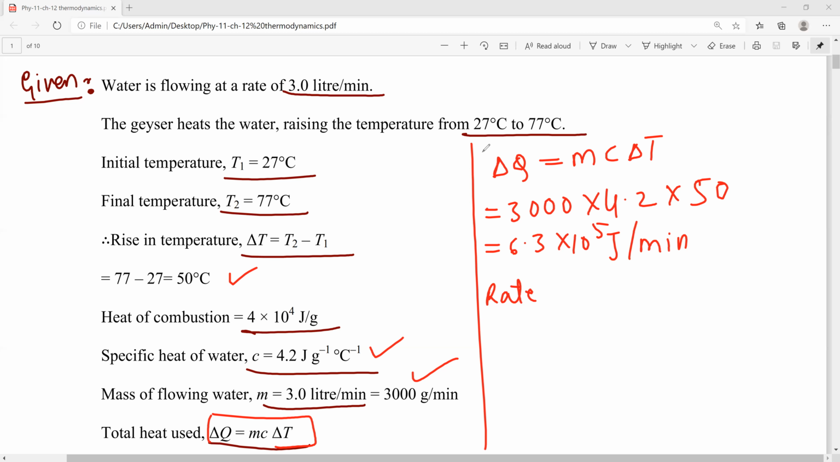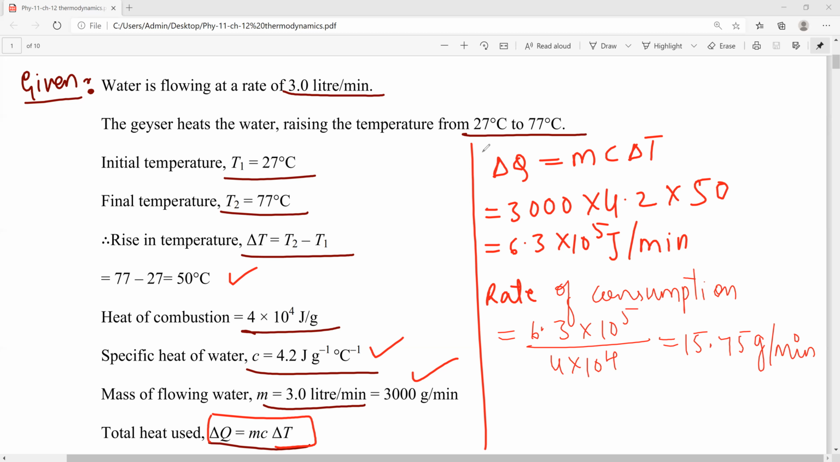So therefore, the rate of consumption is calculated by 6.3 into 10 to the power of 5 divided by 4 into 10 to the power of 4. The rate of consumption we got is 15.75 grams per minute. I hope you got this one. First we wrote the givens, then total heat used is calculated by using the formula delta Q is equal to mass into specific heat into change in temperature, substituting all the values. Rate of consumption we got as 15.75 grams per minute. So this is the solution for the first problem.